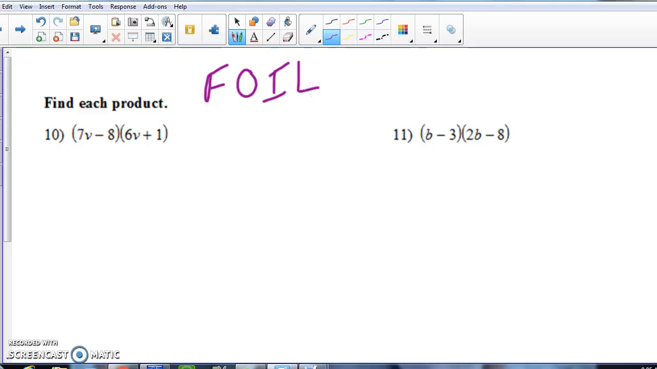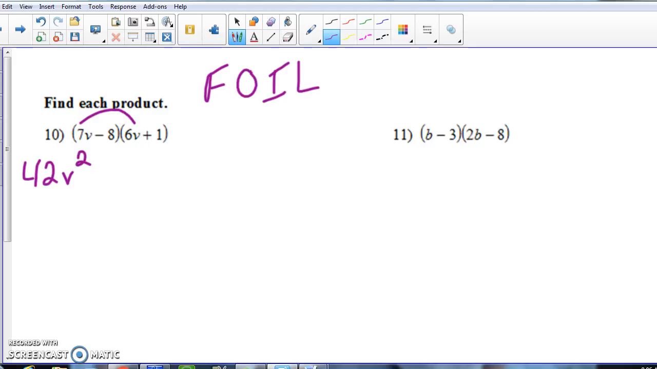So hopefully at some point you have heard the word FOIL for this. That's just a kind of mnemonic device to help you remember the order that you multiply this in. The F stands for the first terms. So when I FOIL, the first thing I do is multiply the first terms of each set of parentheses. 7b times 6b, remember, that is 42b squared, not just b squared.